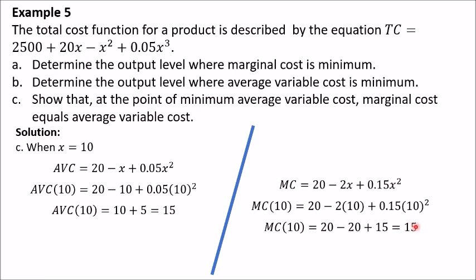So we have shown here that the average variable cost and the marginal cost is equal at the minimum value, which is x equals 10. Yun yung sagot sa letter C.